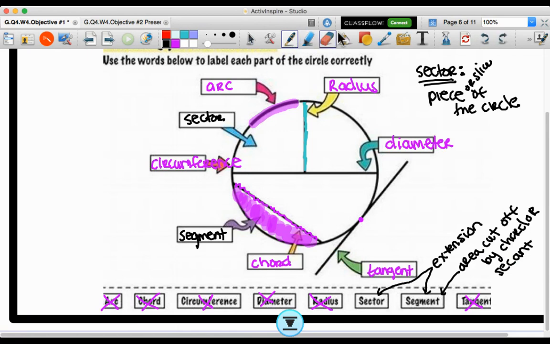And a sector, I'll shade that as well. I get a new color. Maybe a nice yellow. There we go. Is like a piece of pizza. There we go. Awesome. I know it's a lot of vocab.